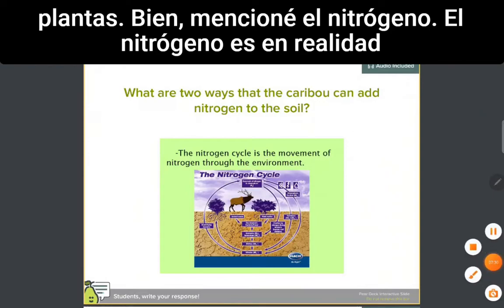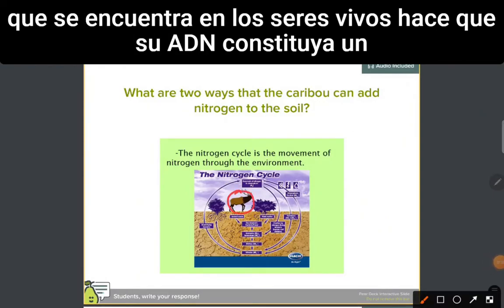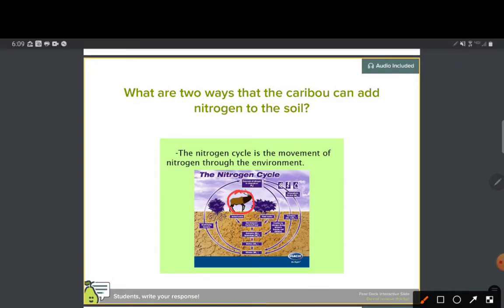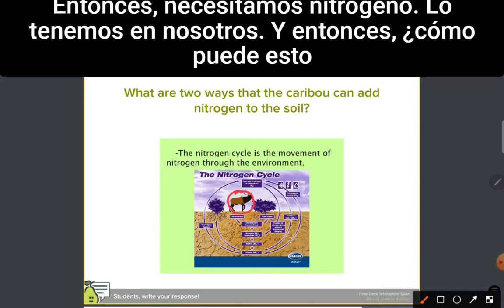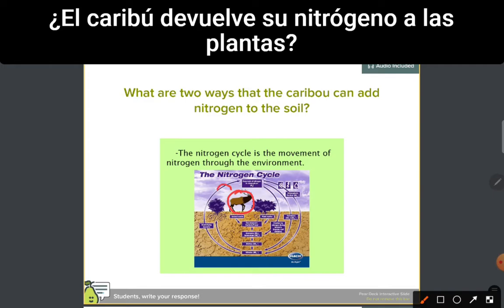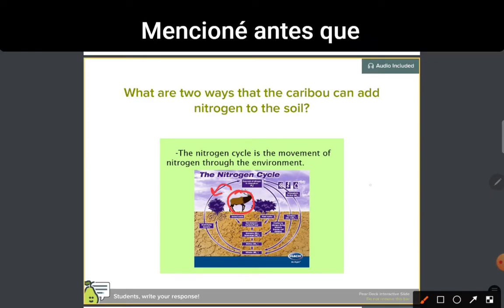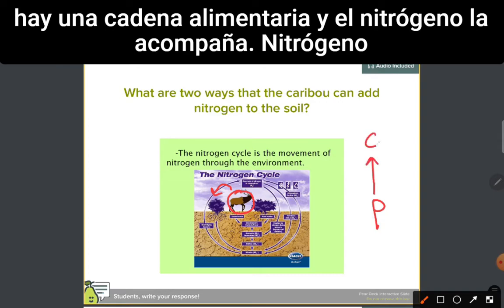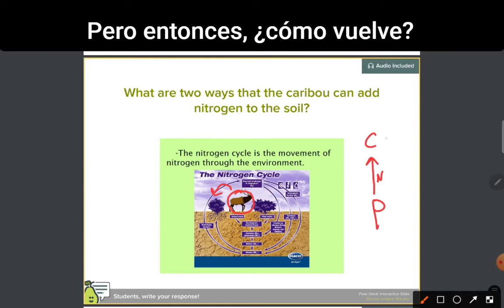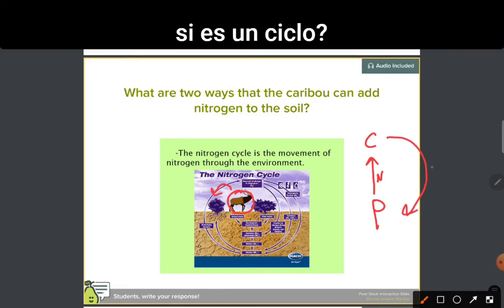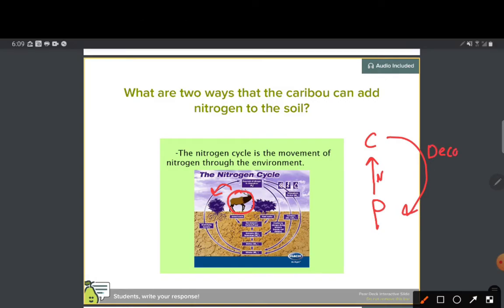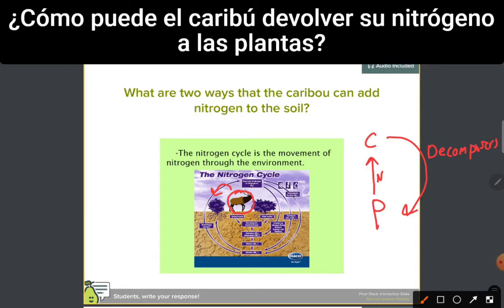Okay, so I mentioned nitrogen. Nitrogen is actually found in living things too. It makes your DNA. It makes up a lot of muscle tissue and organs. And so we need nitrogen. We have it in us. So how can this caribou give its nitrogen back to plants? I mentioned before that there is a food chain, and nitrogen goes along with that. Nitrogen goes through the food chain. But then how does it go back? If it's a cycle, here's a hint. How can the caribou give its nitrogen back to the plants?